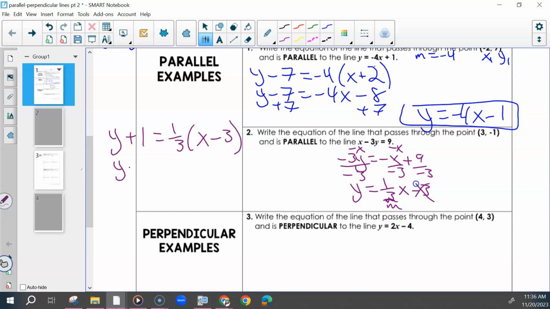Distribute. So y plus 1 equals 1/3 x minus 1. And then subtract 1. So y equals 1/3 x minus 2 would be the equation that is parallel to the original that goes through this point. Any questions on that one?